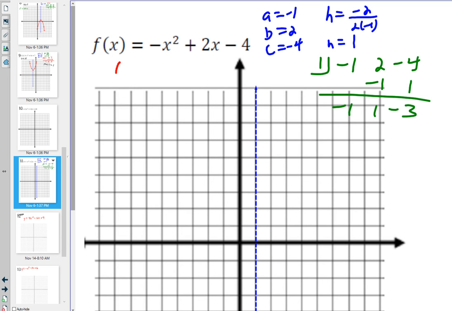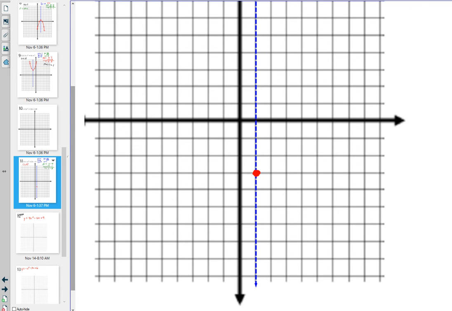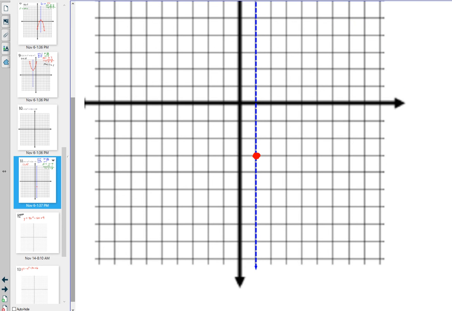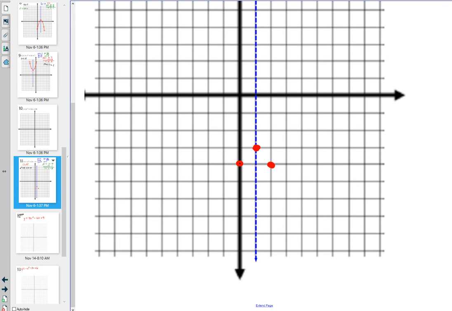So the vertex is going to be at 1, -3. So that's there. And this one is going down. Where's the y-intercept going to be at? 0, at -4. So that does make sense. It is going down. But I want to know what's going to happen 2 away. So if 2 squared is 4, and then times -1, which is -4, I could go 2 left or right, and then go 4 down.